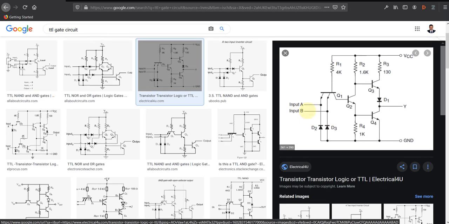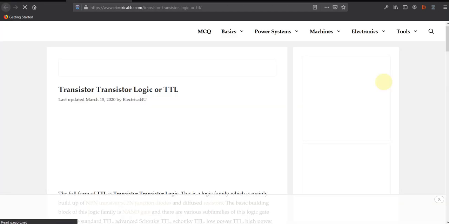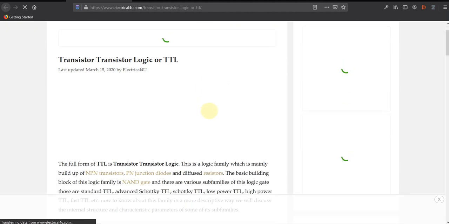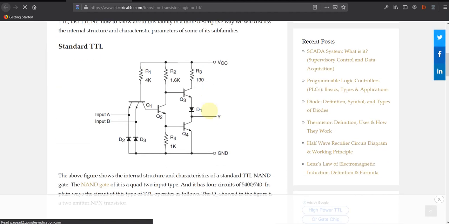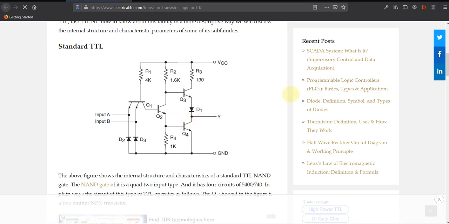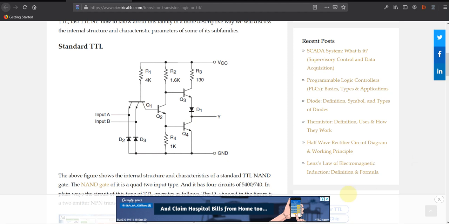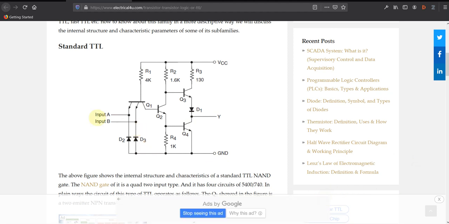See, this is the input of it. Shall I maximize this? Okay, can you see this diagram? Yes, sir. Okay, so this is how a TTL gate is. It's in transistor logic.